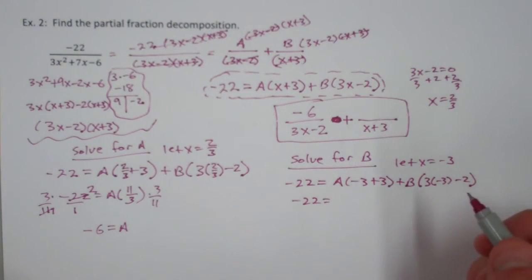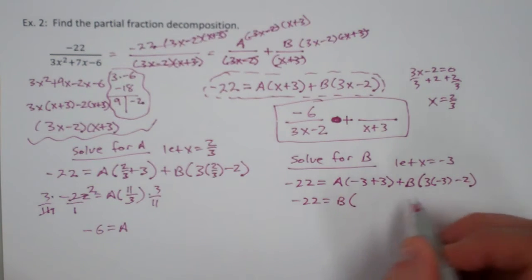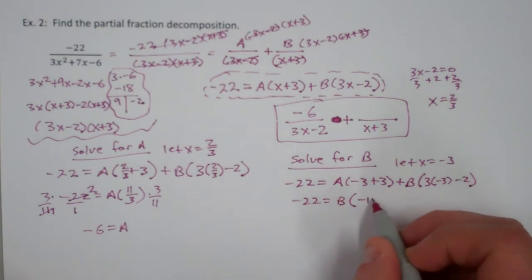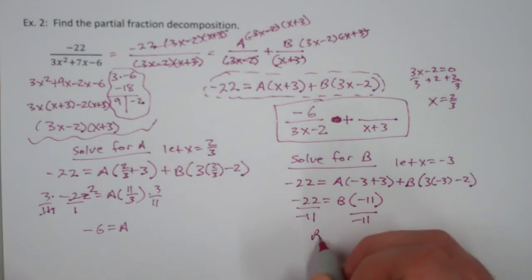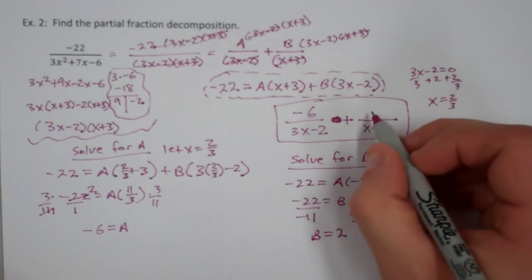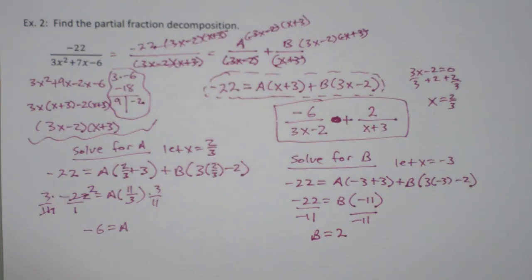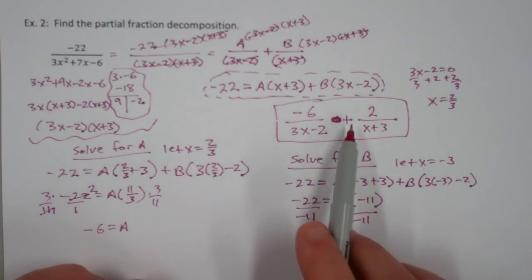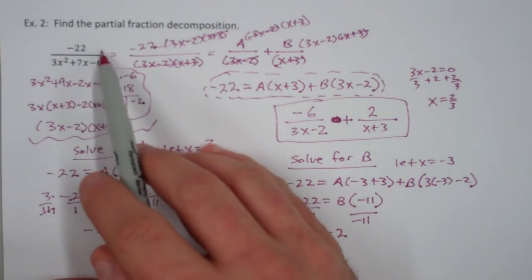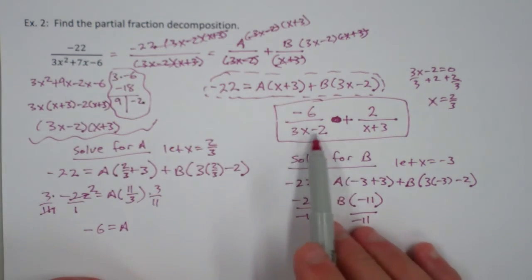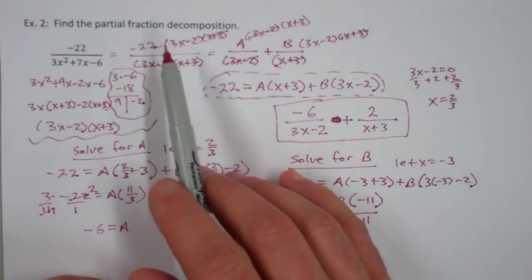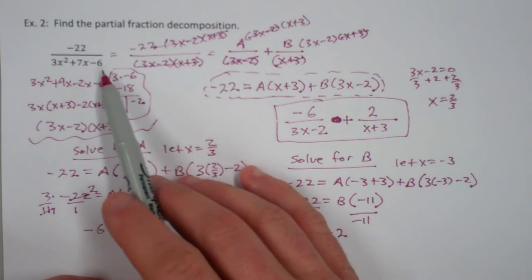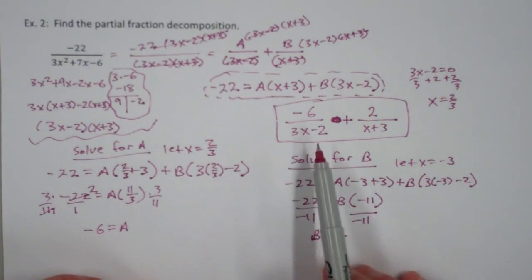0 times A is 0. We've got B, and then negative 9 minus 2 is negative 11. So we'll divide by negative 11, and B will be 2. So we should have a 2 in our answer. So we have successfully rewritten this fraction as the sum of two fractions, or you can say that we've decomposed this fraction into two partial fractions here.